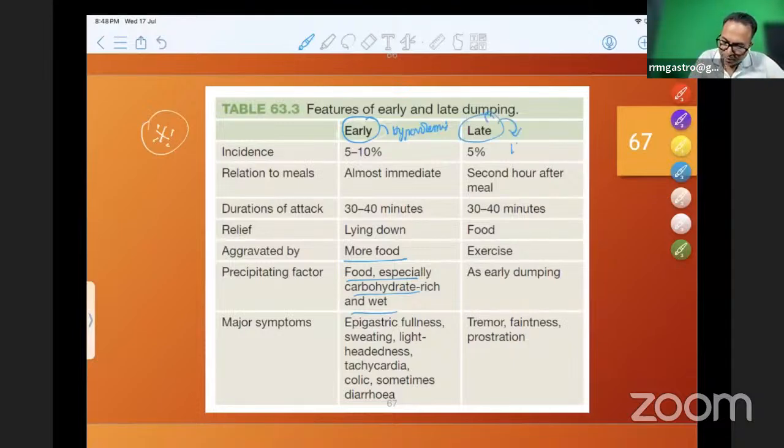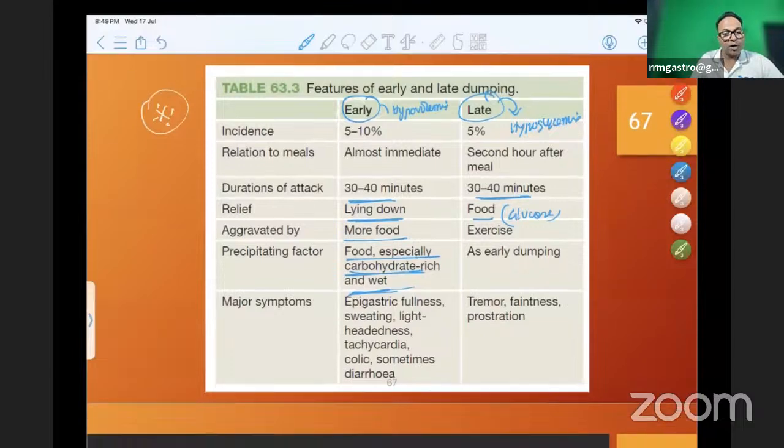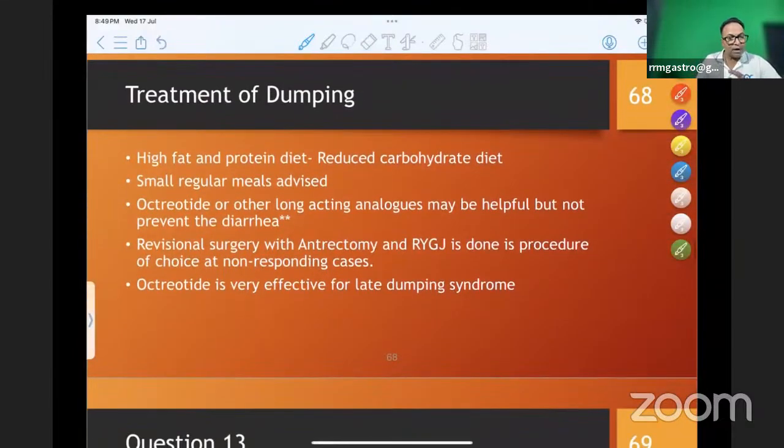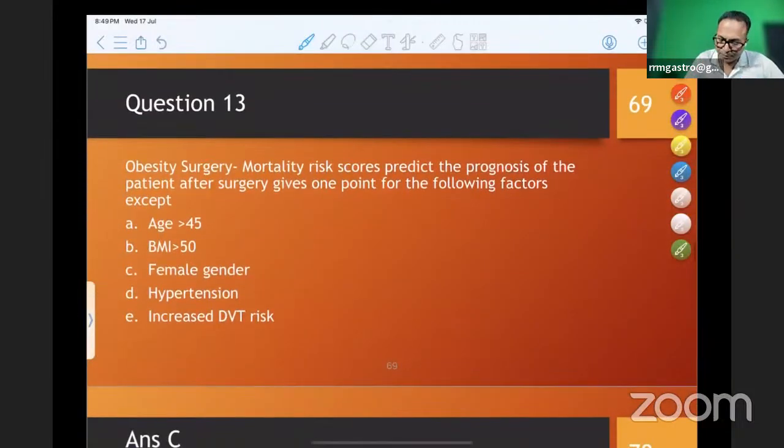Late dumping is characterized by hypoglycemia. Don't forget these points. It happens usually in the second hour after the meal, and the duration of attack in both cases is 30 to 40 minutes. So early dumping, make him lie down. Late dumping, just give them glucose. Precipitating factors are food rich in carbohydrate. Therefore, ask them to take small meals, and ask them to drink water after eating or before eating. Okay, this is a very important point.